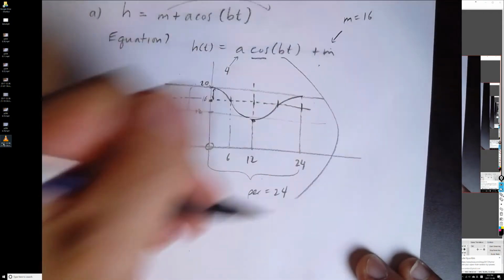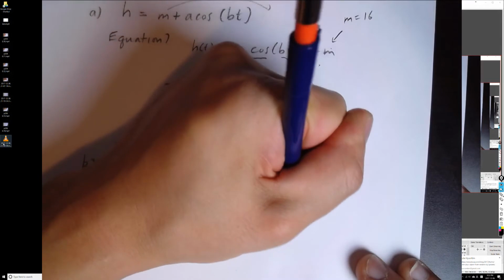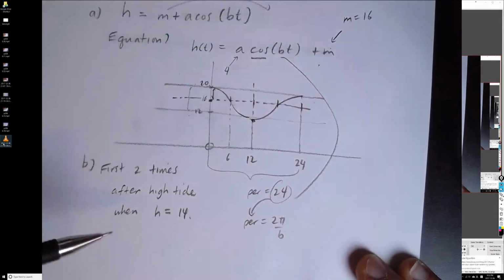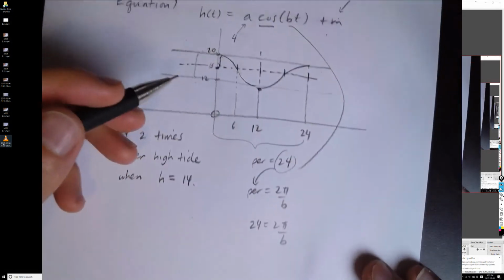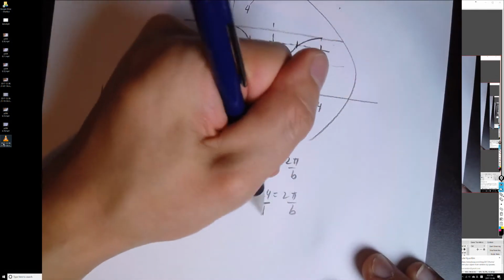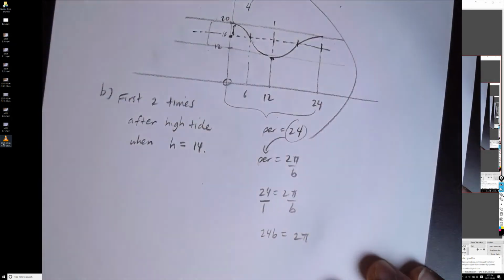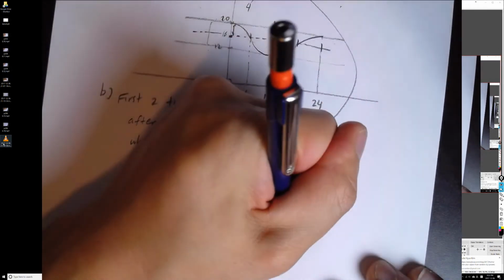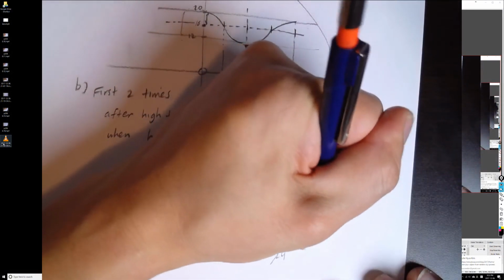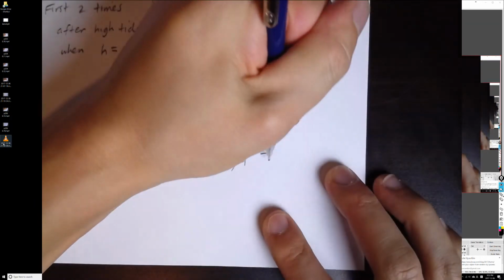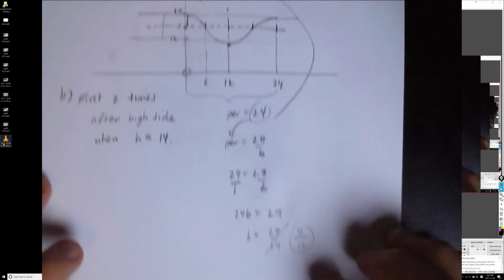Now how does that connect with the b value? We know that the period is equal to 2 pi over b, so this happens to be 24. And we can cross multiply if we want. We can say 24b is equal to 2 pi. Going to divide both sides by 24. We have 2 pi over 24, and this simplifies to be pi over 12. So the b value is pi over 12. We found out what the equation was.